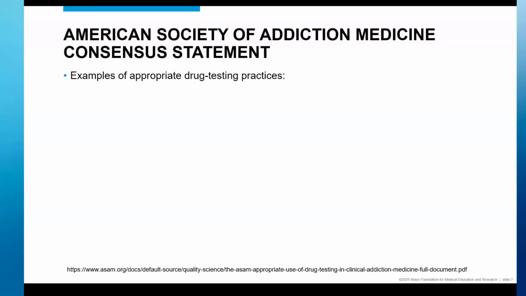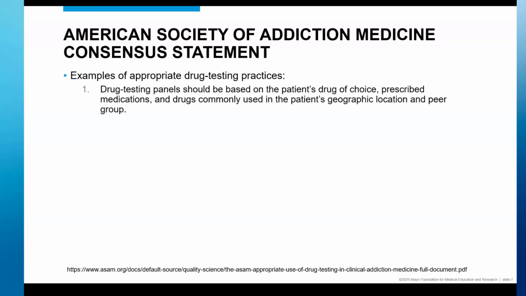The American Addiction Society also goes on and gives really good examples of what are appropriate drug testing or laboratory test practices. They recommend that you choose drug testing panels based on that patient's drug of choice. So what have they used in the past? If they're a known heroin addict, obviously heroin is something you're going to want to test for. Also, since you're testing for compliance or adherence, consider what other medications are being prescribed or other commonly abused drugs in that geographic area.